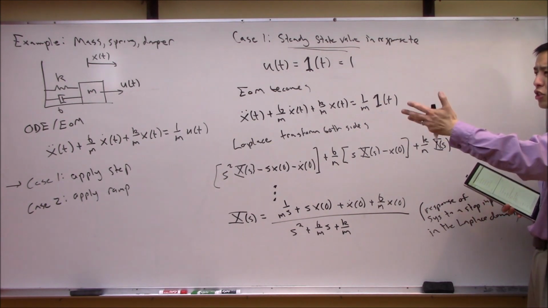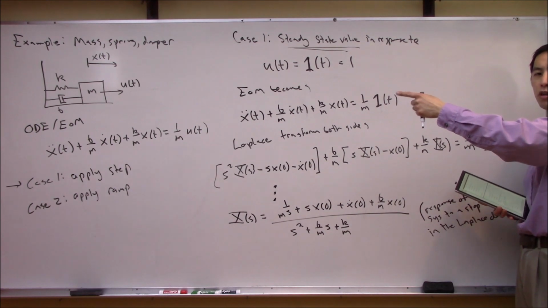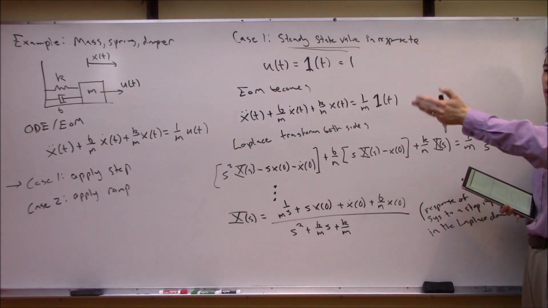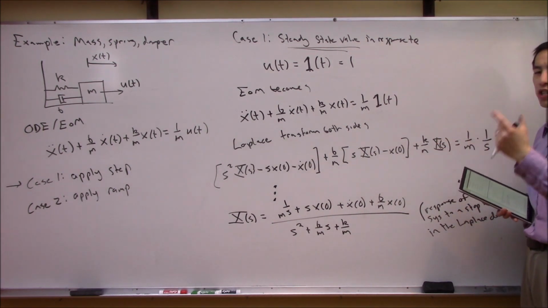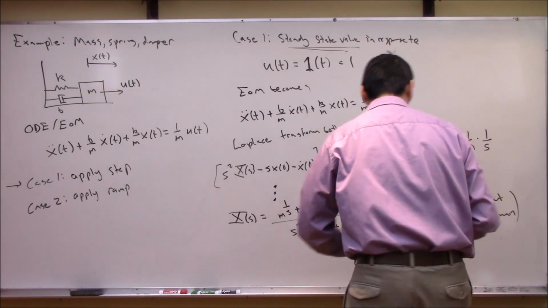I mean, you know it should just from physical intuition, right? You know that if you have a mass spring damper system and you put 1 Newton of force on it, it might oscillate, it might do some crazy stuff, but eventually it will come to rest. Let's make sure that that's the case though from a mathematical perspective, right?